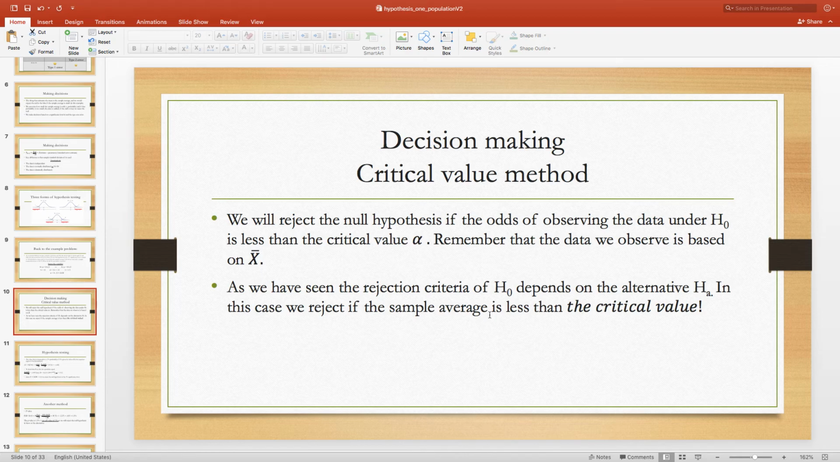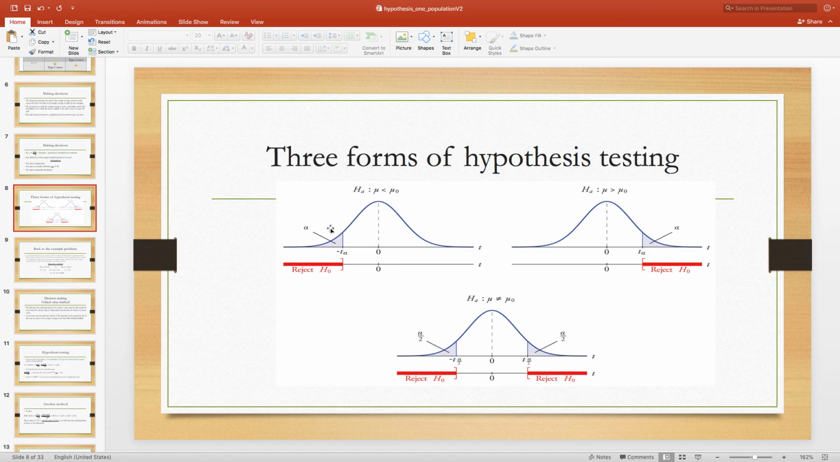We're going to determine the rejection region, and the rejection region depends on the alternative HA. In this case, we reject if the sample average is less than the critical value. So our rejection region is determined by our alternative hypothesis. Here it will be less than the mean, here it will be greater than, so your alternative does play a role.